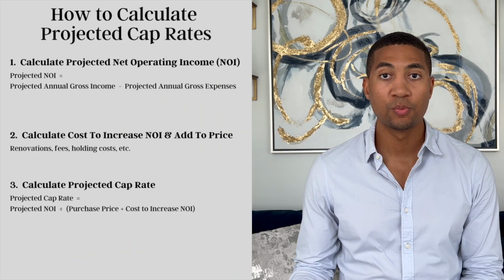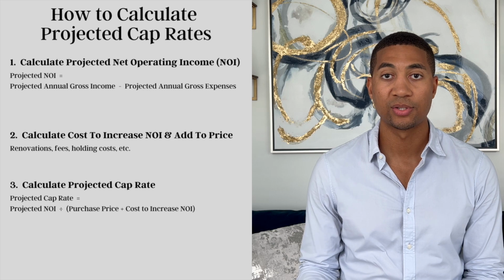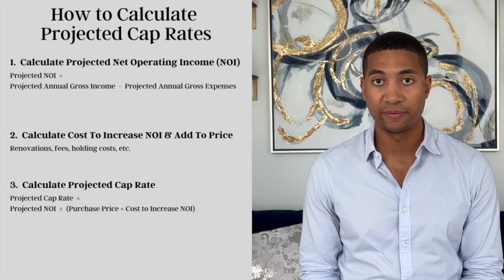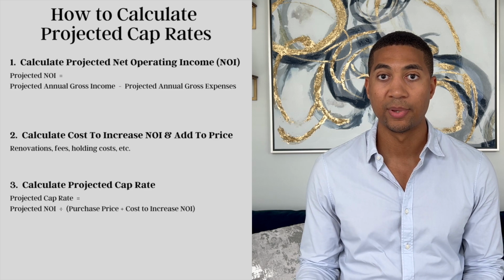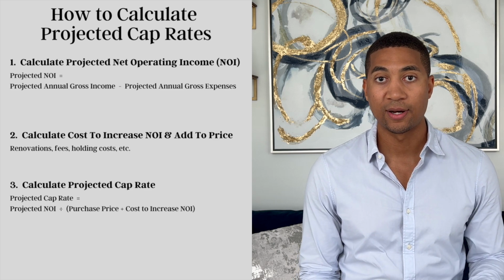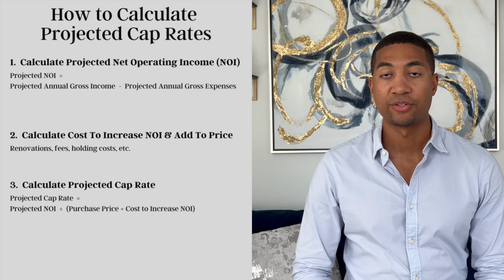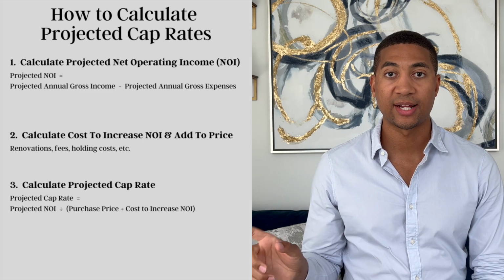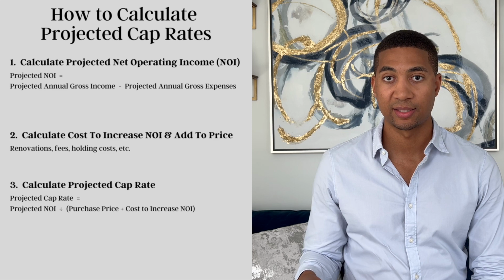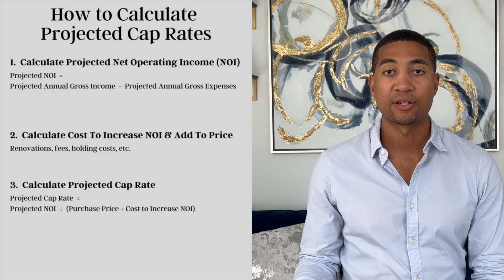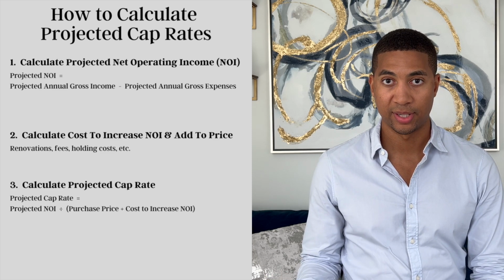So what you're going to do is figure out what your new projected NOI is going to be once you raise the income, and then you're going to figure out how much money you have to put into it in order to get to that income. You're going to add that cost to the purchase price. Then you're going to take that new projected NOI and divide that by the price plus the cost of getting the income up to that level. And that'll give you your projected cap rate. So now in that example that I already gave you, let's say that you can add value to that deal.